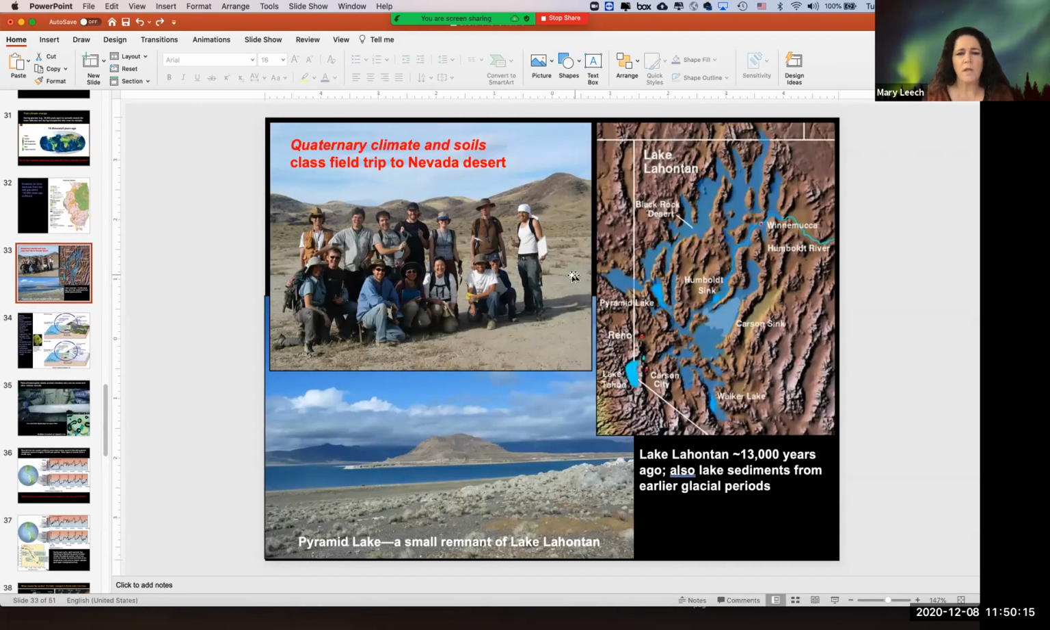This is Pyramid Lake. I was just telling you about this. This is one of those pluvial lakes that used to exist when we had the last ice age, and it actually formed a giant lake. So this is Tahoe and Pyramid Lake is right here. But 13,000 years ago, Pyramid Lake was joined by all this giant Lake Lahontan.